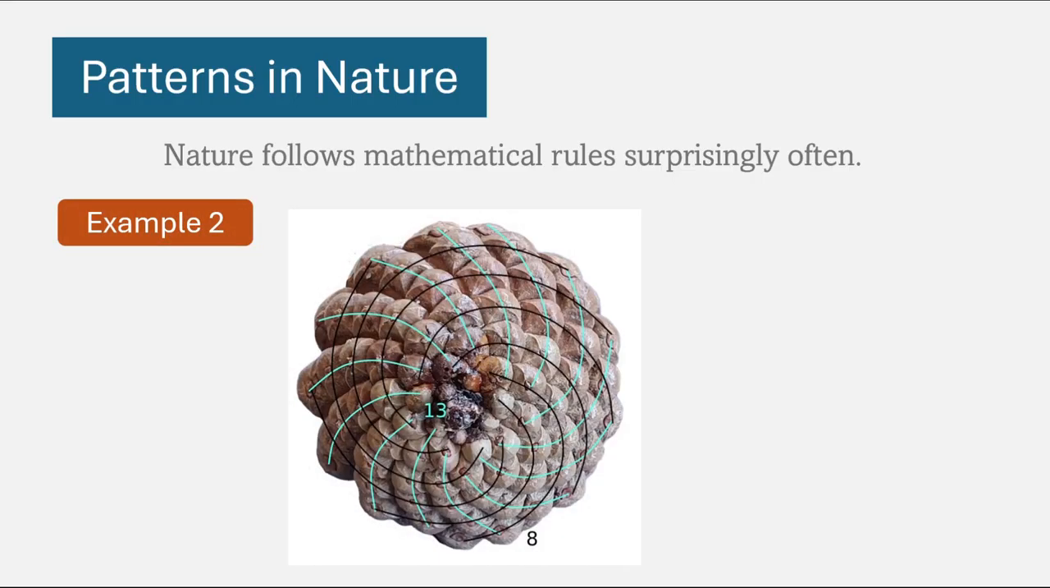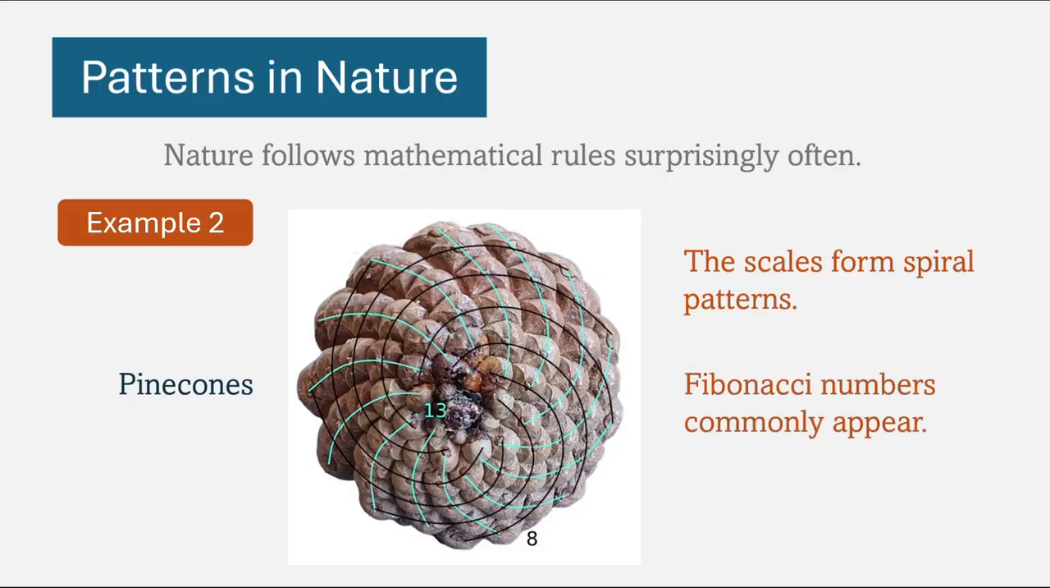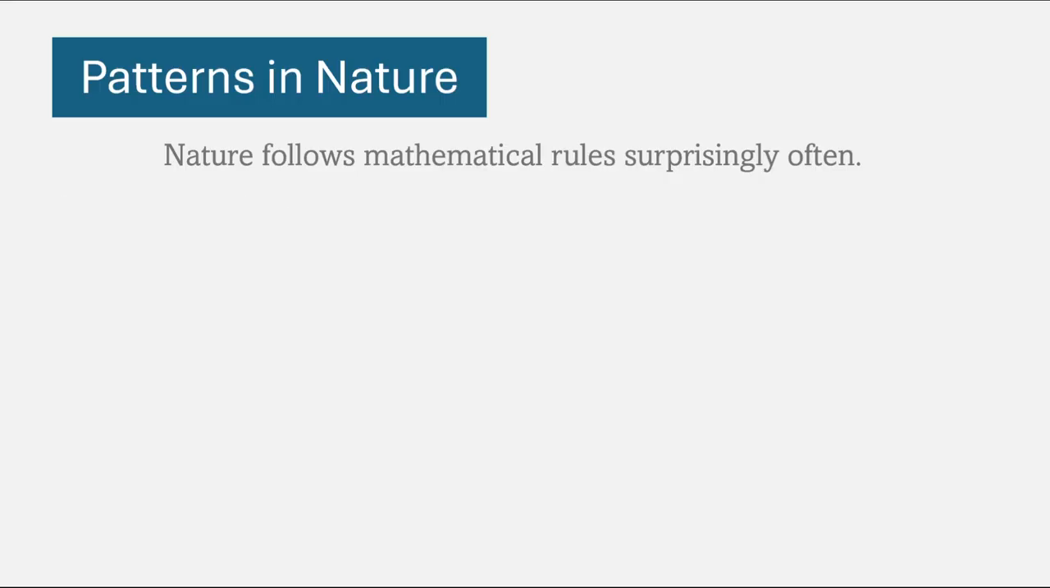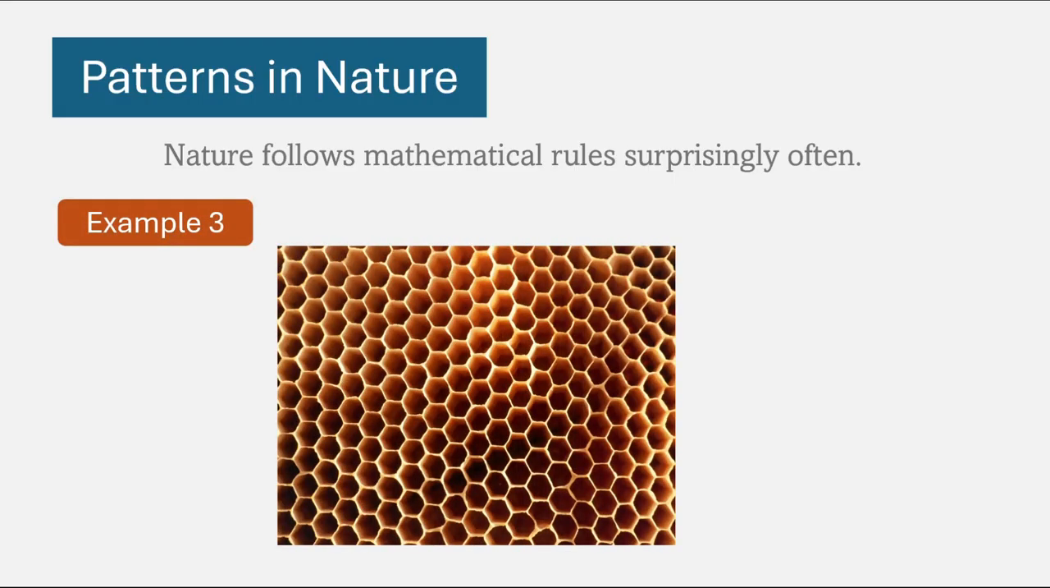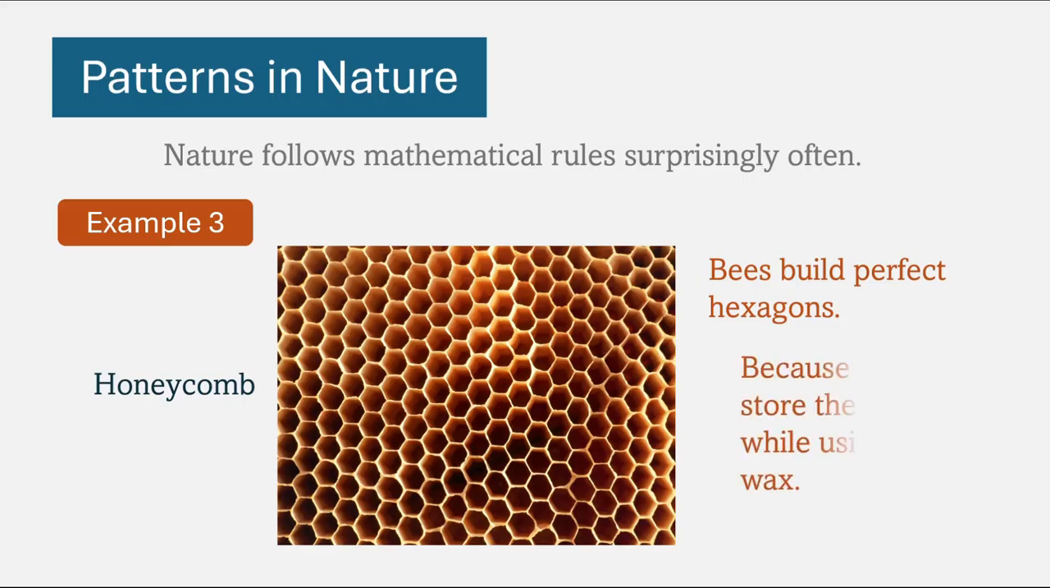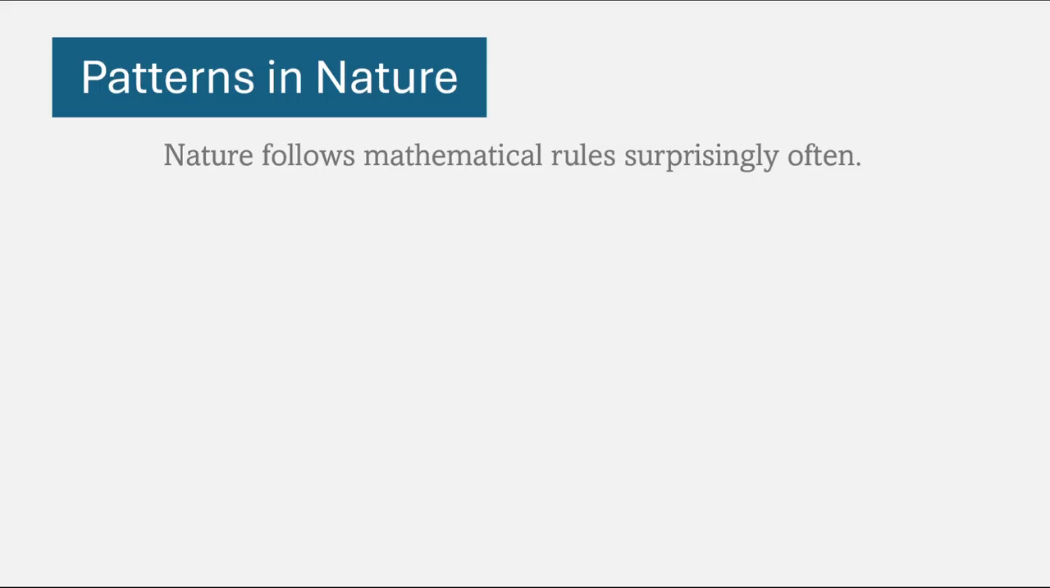Let's try to have another example. Example in nature, patterns in nature is this one is a pine cone, okay, or pine cones. So you can also see a pattern. So the scales form spiral patterns. Fibonacci numbers commonly appear. Okay. So another example, patterns in nature is this one. This is a really amazing thing in nature. So this is a honeycomb. So if you observe exactly, so bees build perfect hexagons. So perfect hexagons. Because hexagons store the most honey while using the least wax. So that is the beauty of nature.